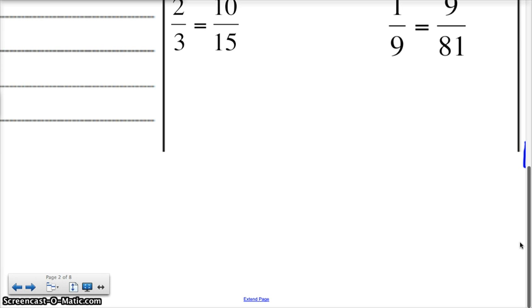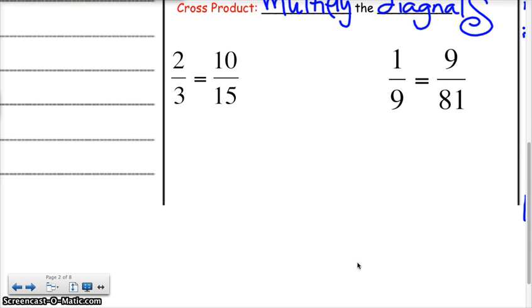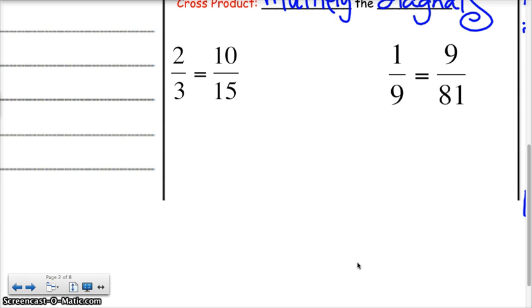So the first one, I want to know, given these two fractions, do they form a proportion? And how I identify that, there's 3 ways. I can say, do they simplify down to the same thing? 10/15ths can get to 2/3, yes. Can I multiply one to get to the other? 3 times 5, 2 times 5, yes.